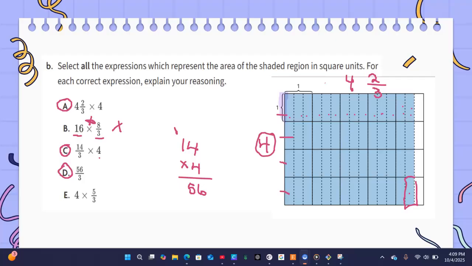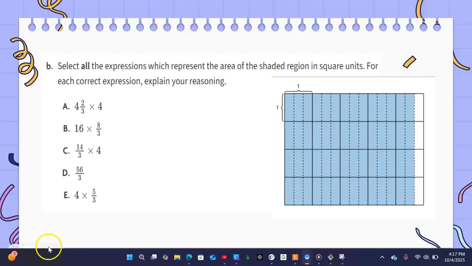All right. Now, can we find 4 times 5/3? Well, I definitely see my 4, but I don't see 5/3. This is not even 5/3. This is 4 wholes, right? Okay, let's go on to our next one.